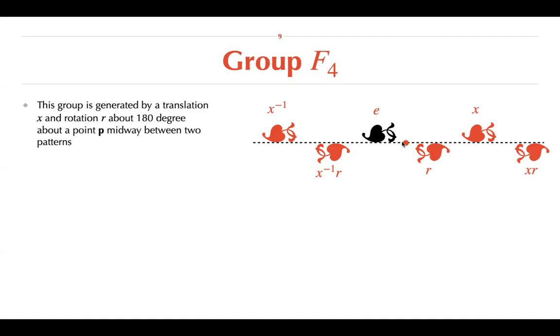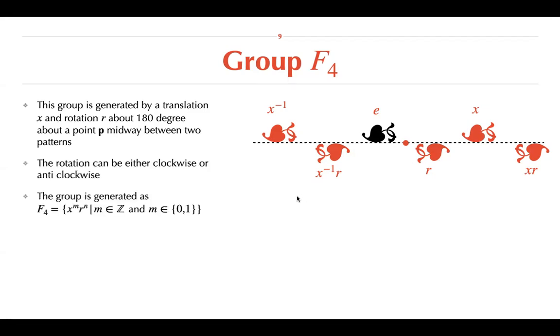So if you rotate this about this point so that it comes there like this, or anti-clockwise for that matter, it is still the same. Then you say that this group is generated by both X and R, where X is the translation and R is the rotation about this fixed point. This point lies here, and for this one it will be here, for this one it will be here, and so on.